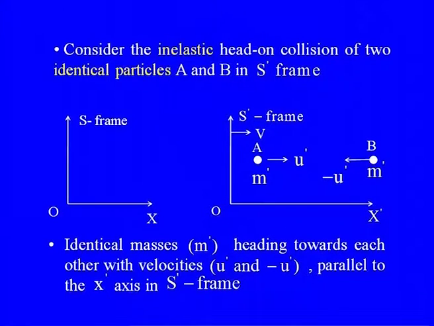They are of identical masses, both m prime, and they are moving with the same speed, opposite to each other, heading towards a head-on collision. This means the speed is u prime here. We have put primes on everything because we are talking of the S prime frame, so we are dealing with prime coordinates. All these velocities u prime are moving parallel to the x-axis. So they are identical masses also.